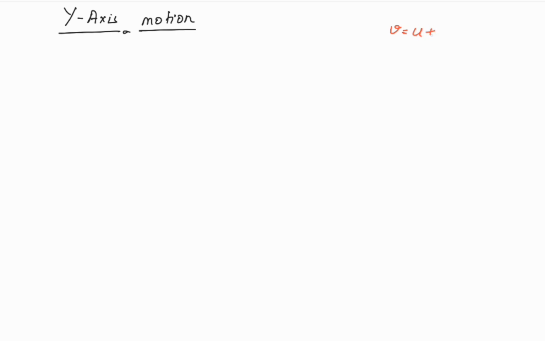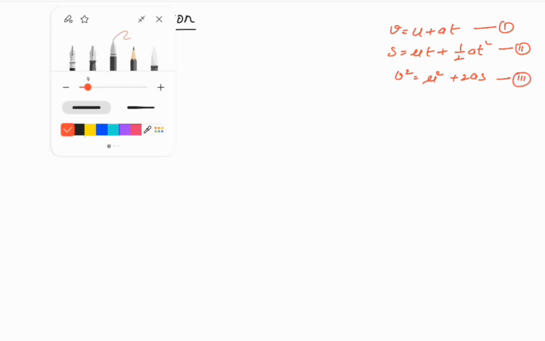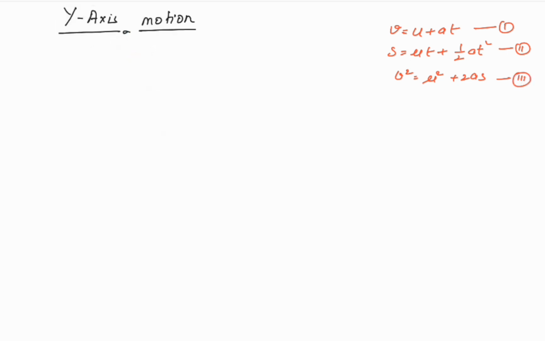v is equal to u plus at is the first equation, and we know s is equal to ut plus half a t square is the second equation, and v square is equal to u square plus 2as is the third equation. This is equation number 1, this is equation number 2, and this is equation number 3. And as I told, in the y-axis there is an acceleration a, which is because of gravity.